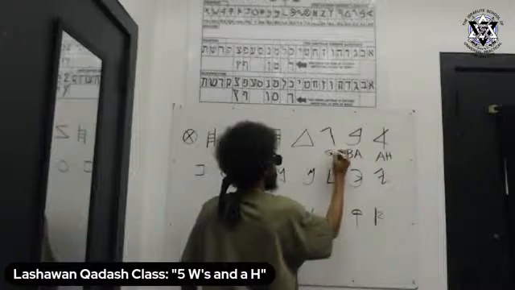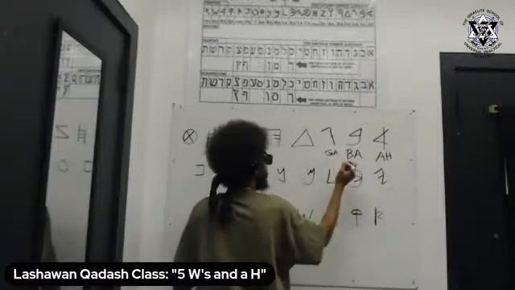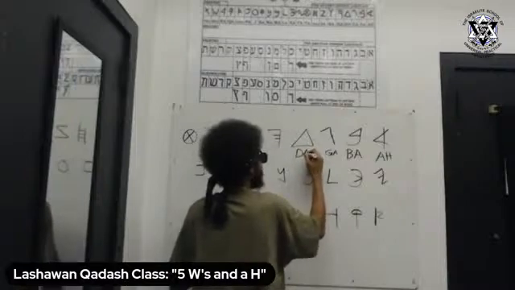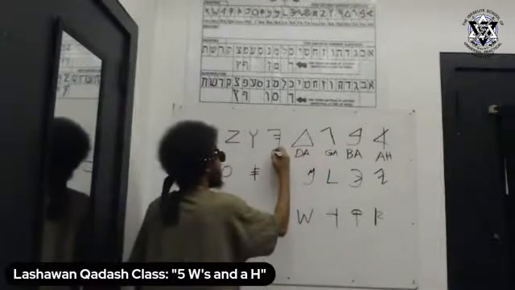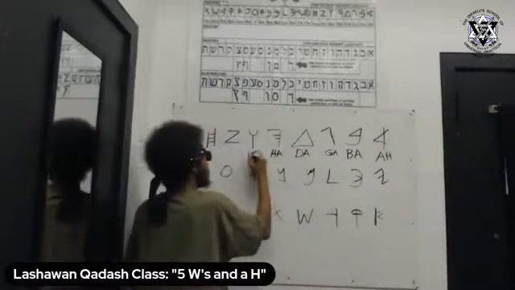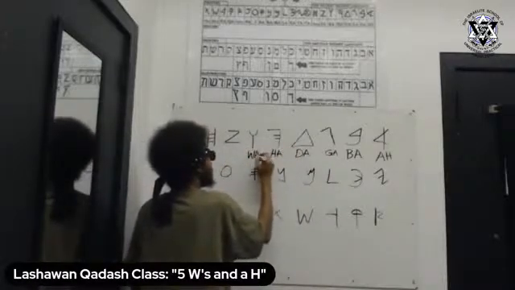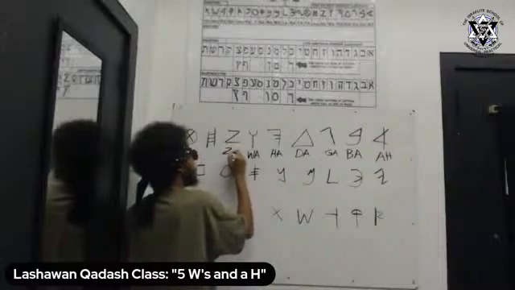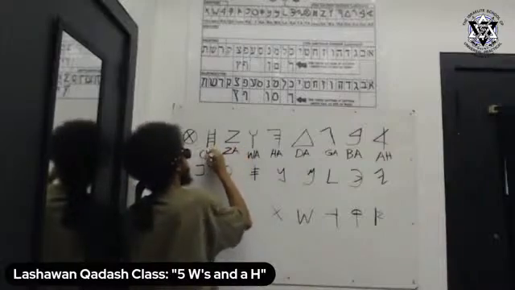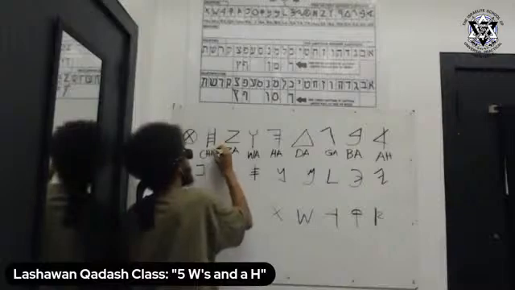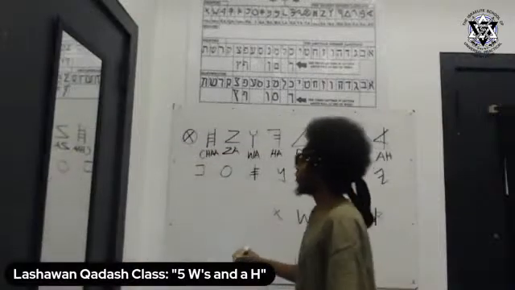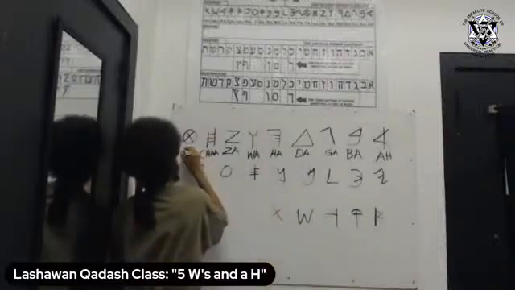All right, G-A. Is that correct? Yeah. All right, this is what? Okay. H-A. W-A. Z. K. TA.